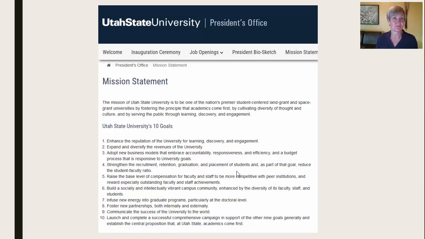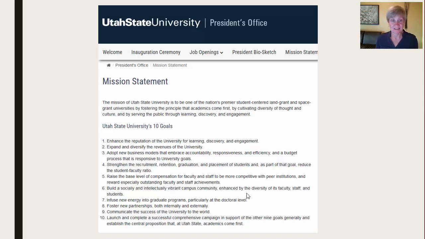I found that interesting. One third of what really is the purpose of a land-grant institution is only 1/10 of the university goals, because you can look through here. I don't need to read them all, but infuse energy into graduate programs, build a socially, intellectually vibrant campus, raise base level compensation for faculty. These are all goals really related to the core of the actual university and not so much extension. In fact, even research is not mentioned as much inside of this particular mission statement. That aside, I'm just pointing out to you that that's what Utah State's mission is.